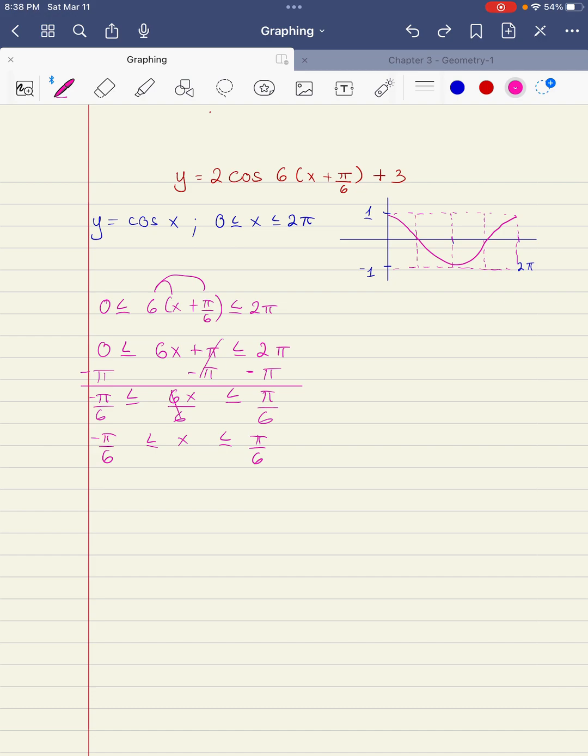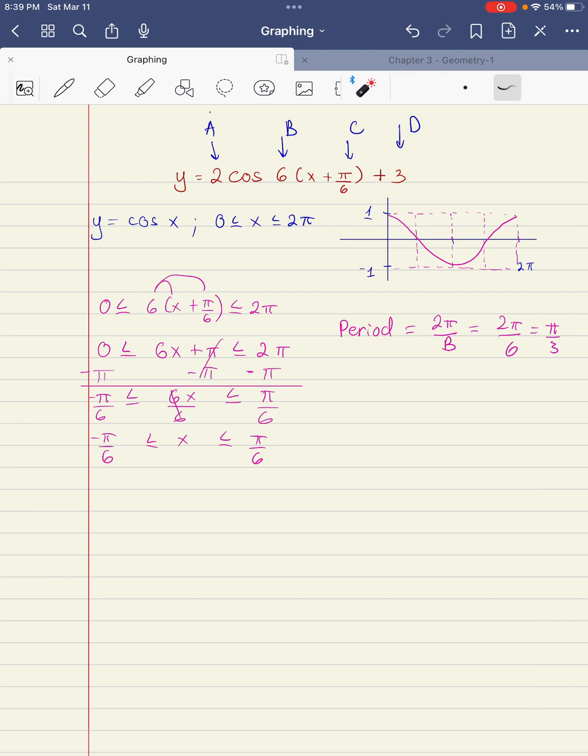I'm going to show you how to find the period as well. The period for cosine and sine have the same formula. It's 2 pi over b. Our b in this case is 6. So 2 pi over 6, which is equal to pi over 3. So the period for this particular function is pi over 3. This is A, this is B, this is C, and this is D. Okay, so we have a period of pi over 3.